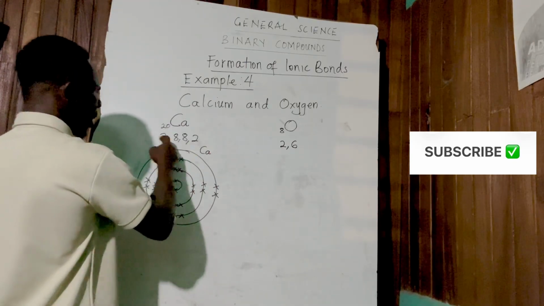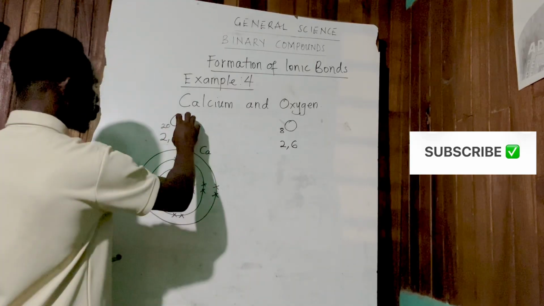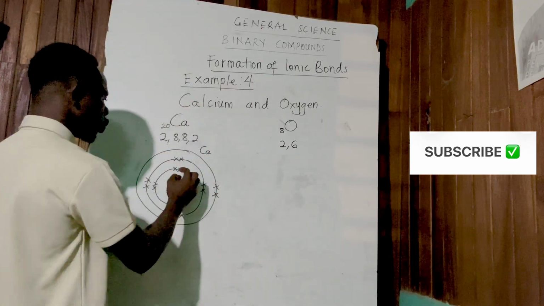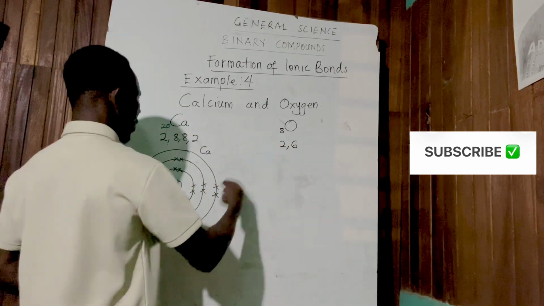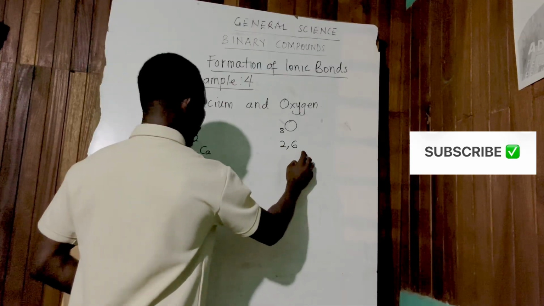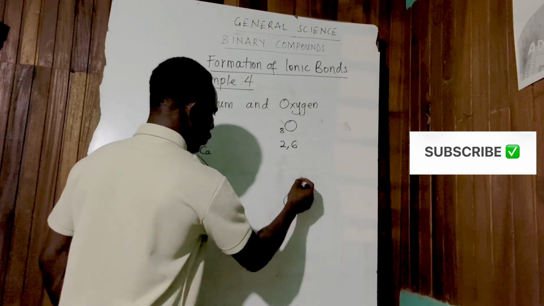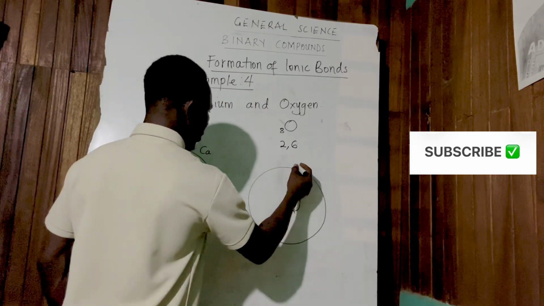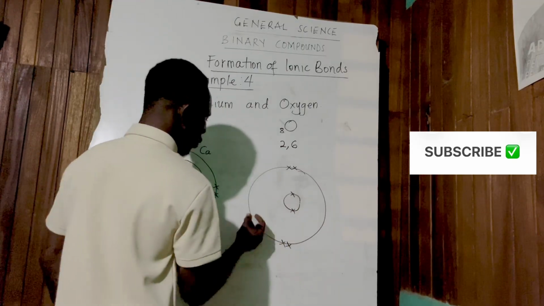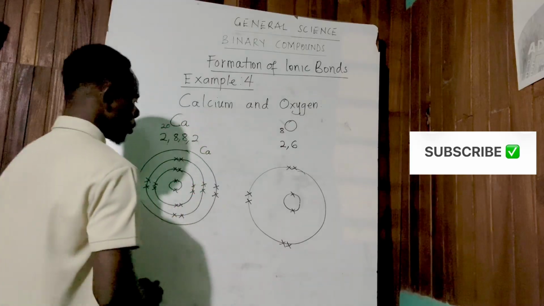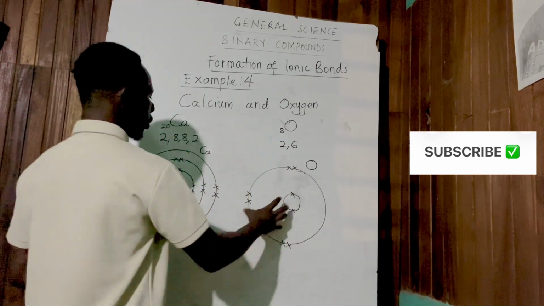I did this just so that you can understand the concept. You do it somewhere, then it will guide you in drawing this. Now the next one is oxygen. So we draw oxygen, which is 2, 6. This is our normal electronic configuration for oxygen.